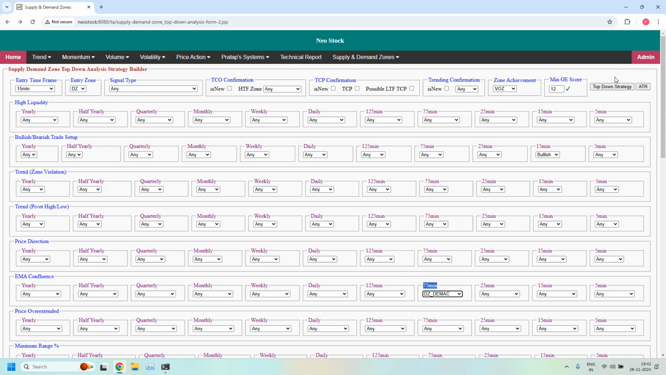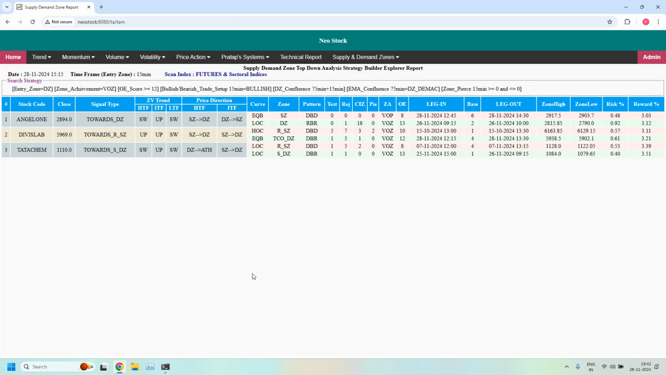With this filter, we got only 3 stocks. So these 3 are even more high probability setup supported stocks. Okay, this is about LTF and ITF based confluence and also EMA confluence.